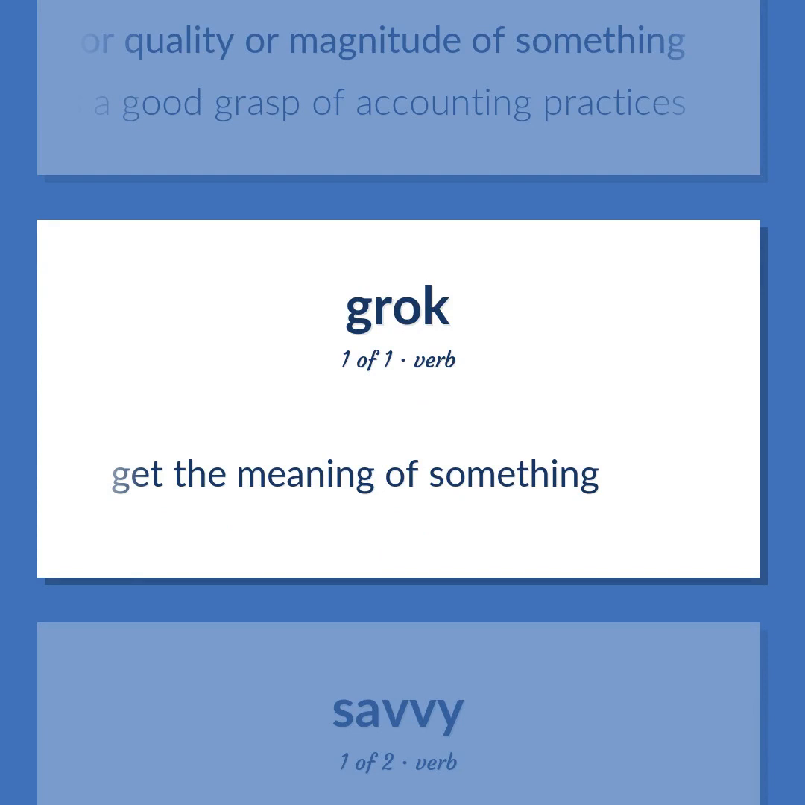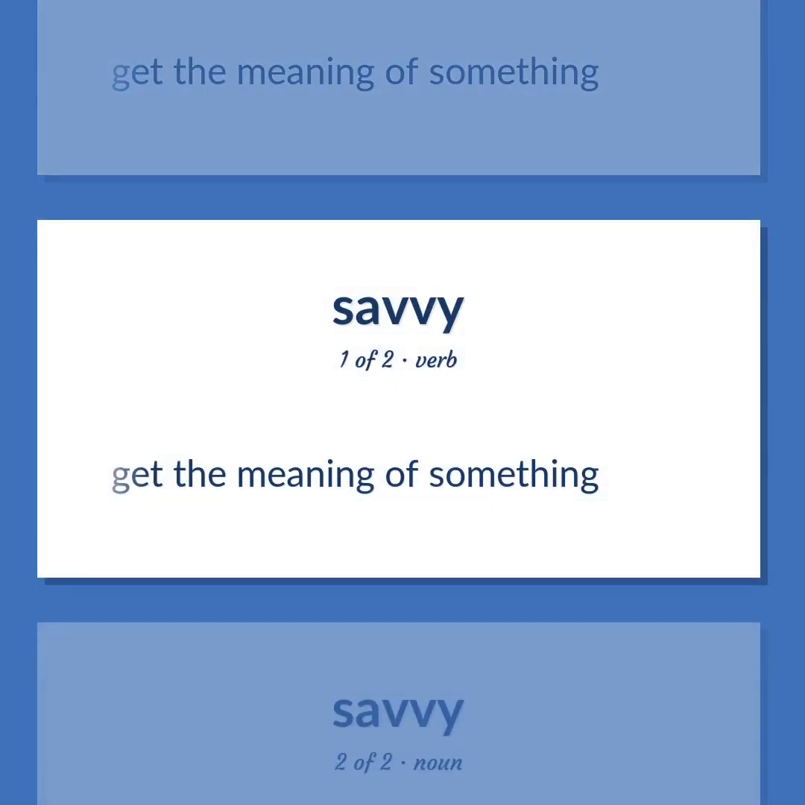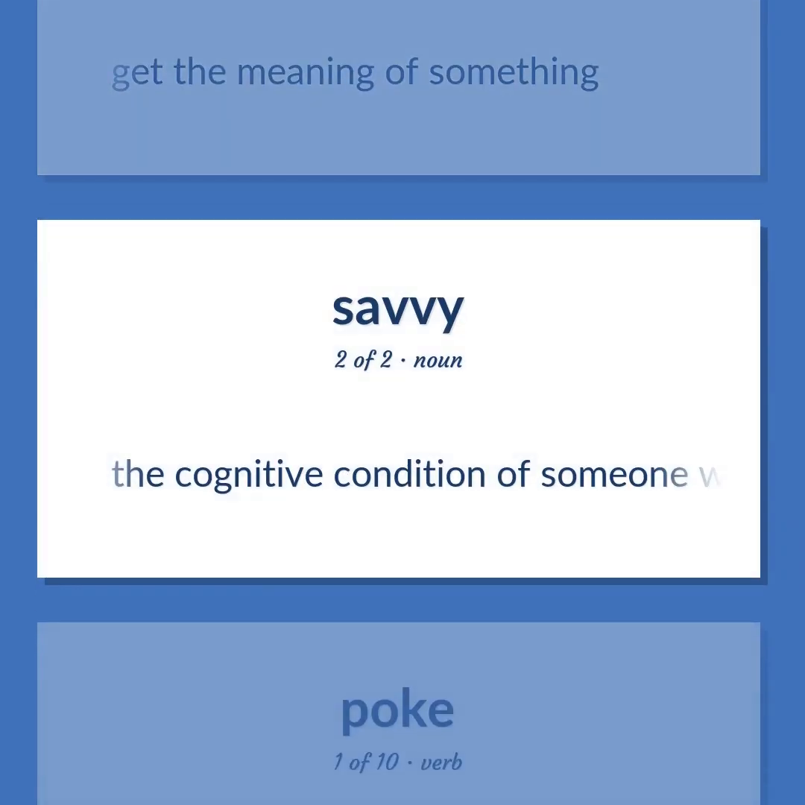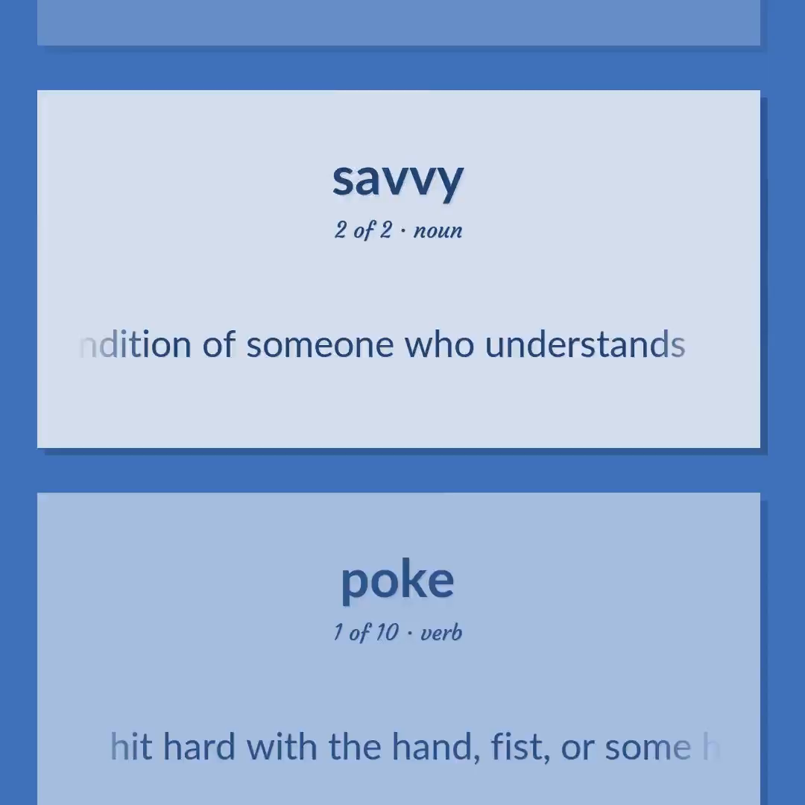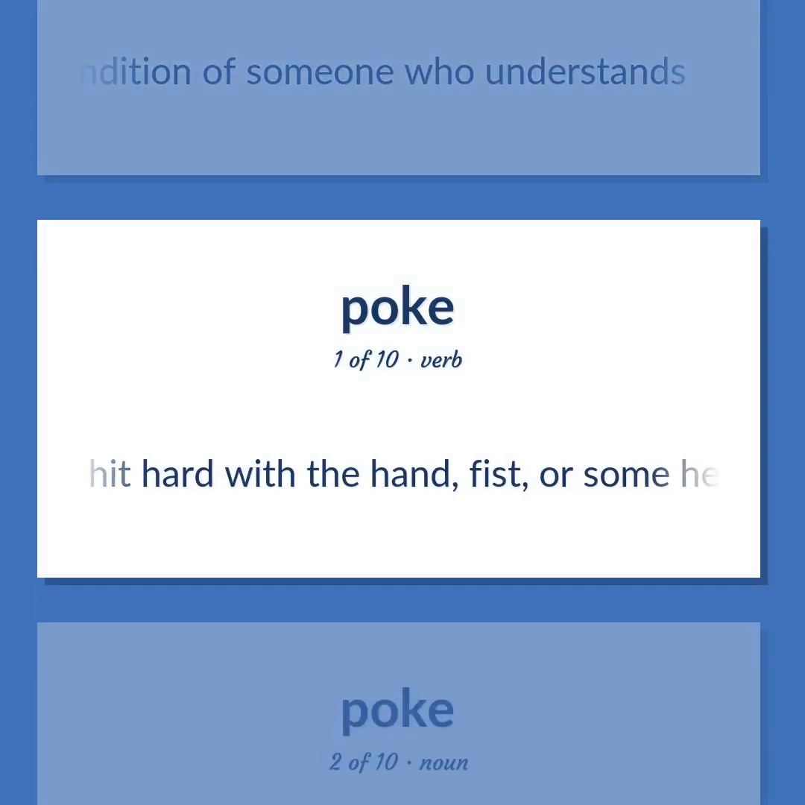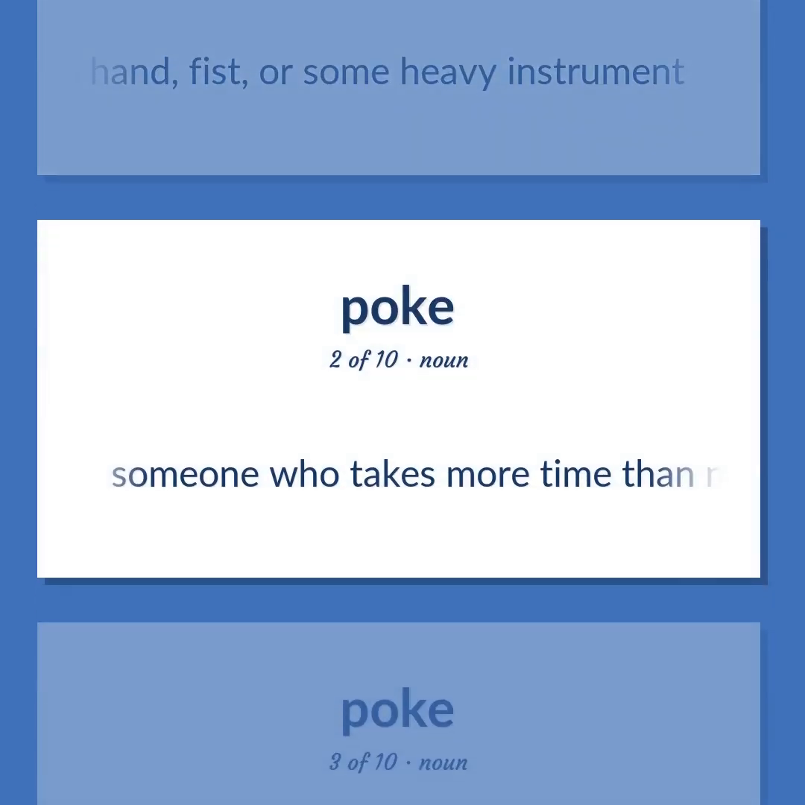Get the meaning of something. The cognitive condition of someone who understands. Hit hard with the hand, fist, or some heavy instrument. Someone who takes more time than necessary. Someone who lags behind.